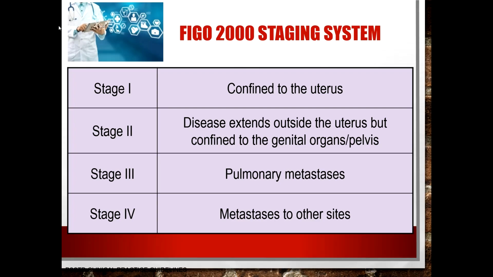This is a table showing us the FIGO 2000 anatomic staging system. Stage 1 being confined to the uterus. Stage 2, the disease extends outside the uterus, but it is confined to the genital organs or in the pelvis. Stage 3, pulmonary metastasis. And Stage 4, metastasis to other sites such as the liver and the brain.